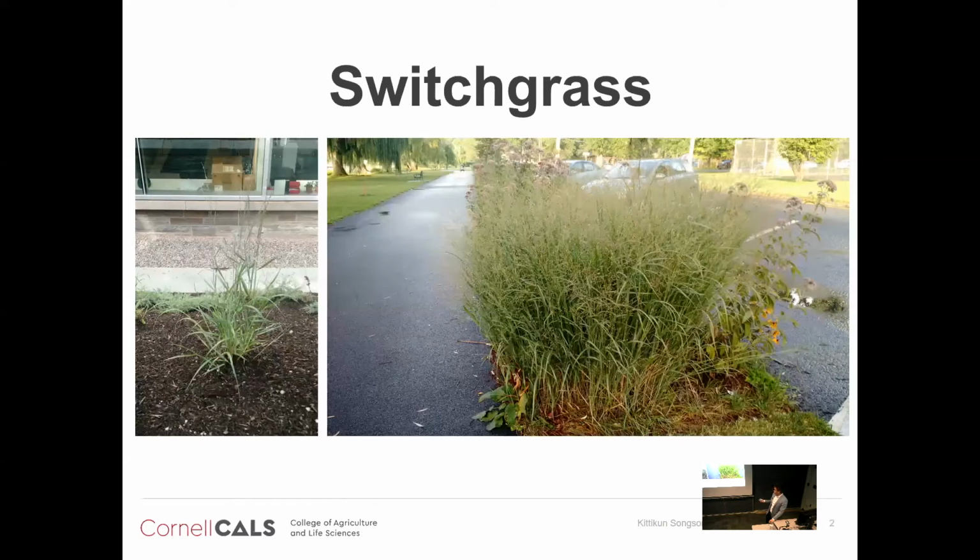And also the second picture, can you guess where this one is? It's in Stewart Park, one of your favorite places in Ithaca. It was planted just on the side of the road. So switchgrass has been used for landscape decoration for quite some time, but actually switchgrass was first introduced as a forage crop.